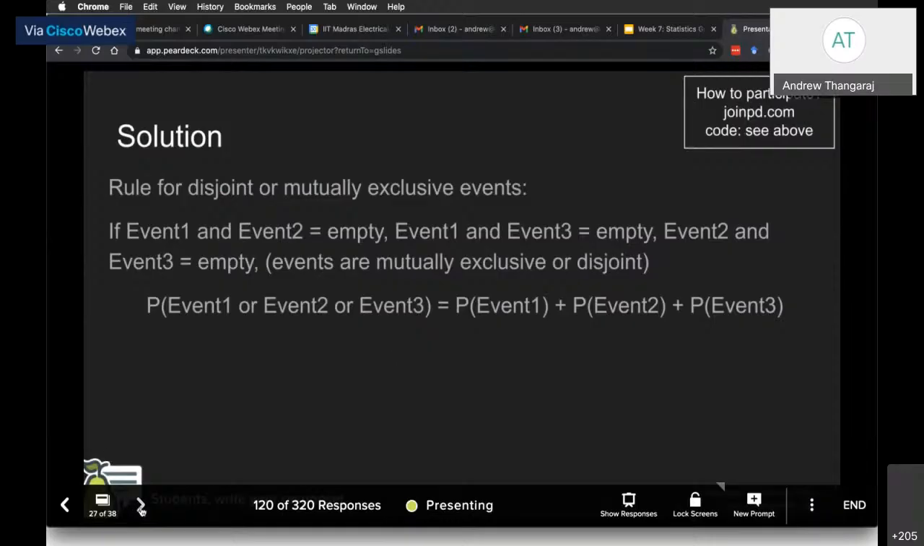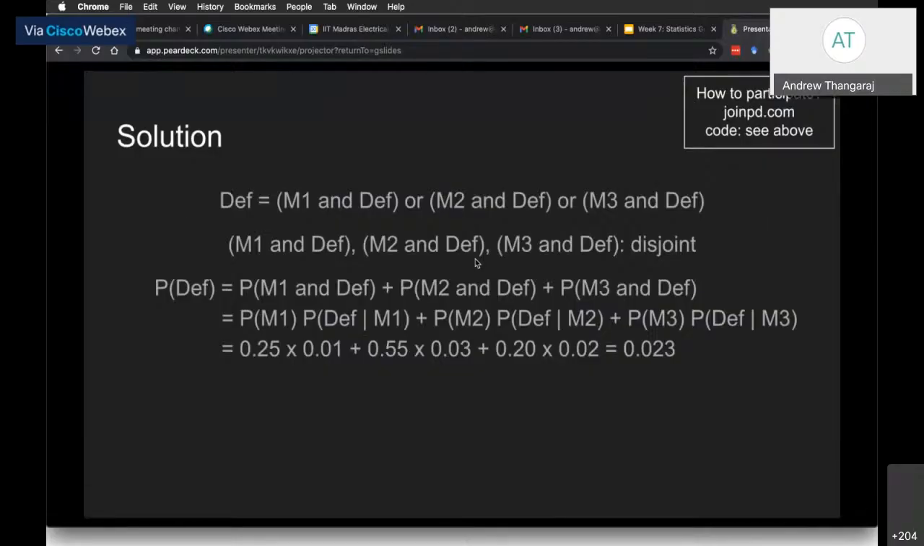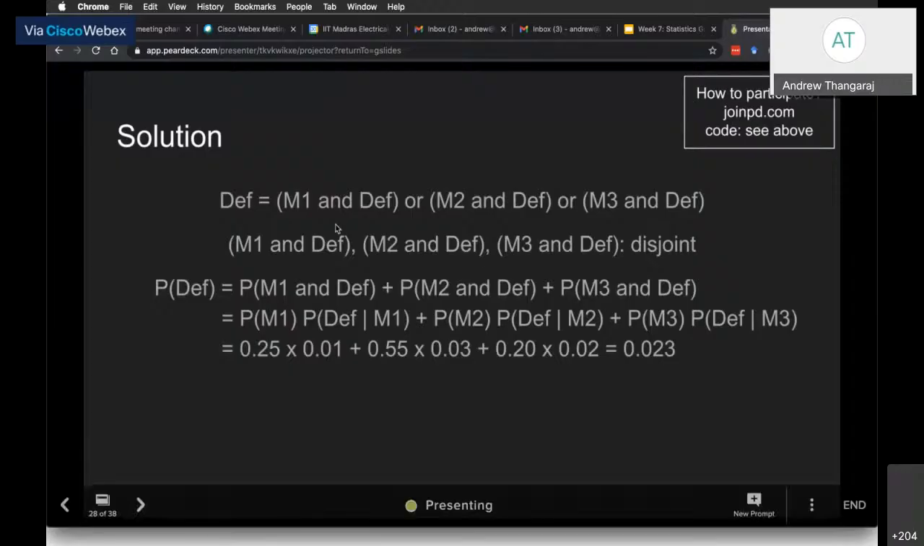But we have the disjoint case, which is very nice. In our case, our event is the OR of 3 events, but these events are disjoint. You can quickly check, right? Why are they disjoint? If you take M1 and defective and M2 and defective, you want one screw to have come from both machine 1 and machine 2. That's not going to happen. The one screw either came from machine 1 or machine 2. So that's the disjoint event. Once you have disjoint, you just add, and adding is very easy.